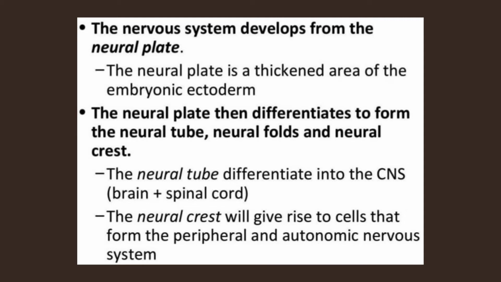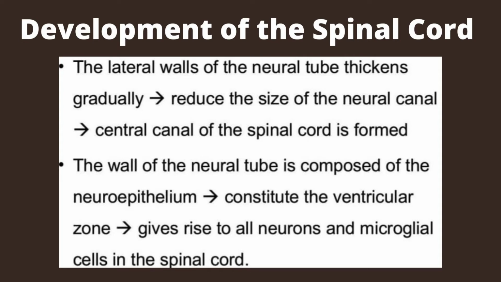Then we will talk about development of the spinal cord. The lateral walls of the neural tube thicken gradually, reducing the size of the neural canal. Central canal of the spinal cord is formed. The wall of the neural tube is composed of the neuroepithelium, which constitutes the ventricular zone, that is, gives rise to all neurons and microglial cells in the spinal cord.